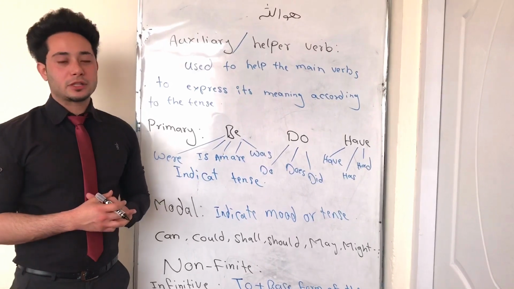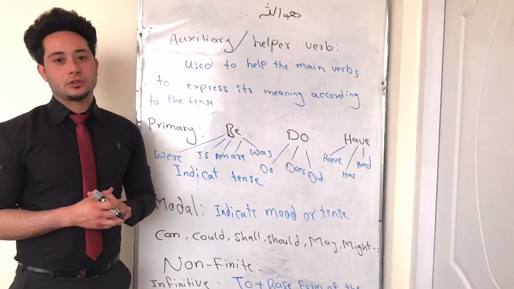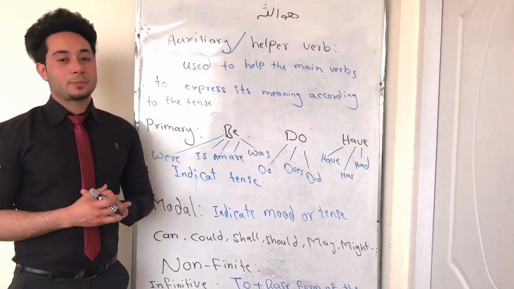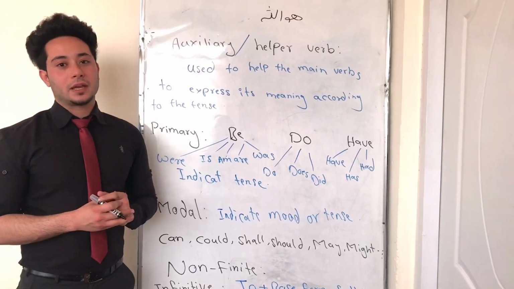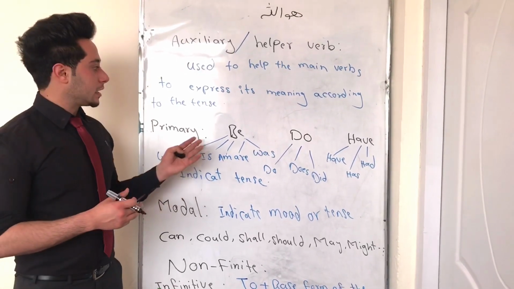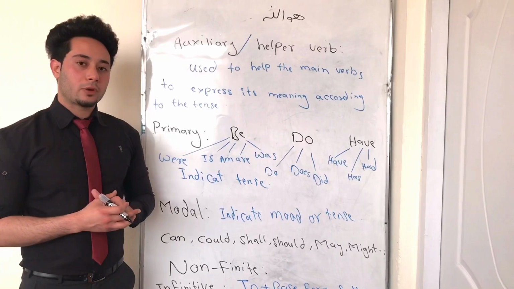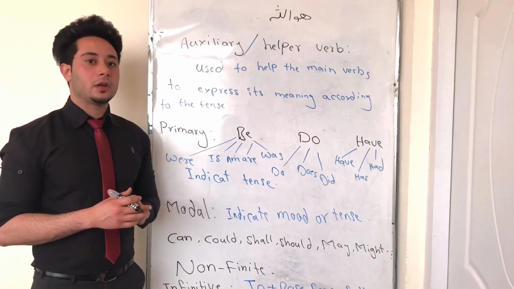What are auxiliary verbs? Auxiliary verbs are those verbs that come with a normal verb, or with a main verb, and express the meaning of a main verb, such as the tense. And there are two kinds of auxiliary verb, which are primary and modal. What are primary auxiliary verbs?